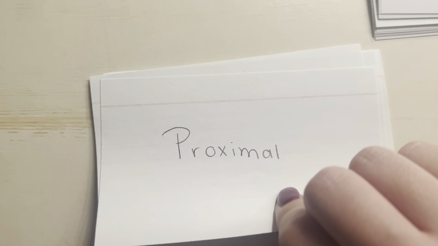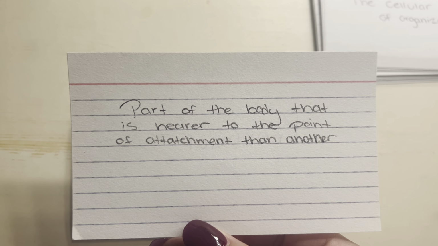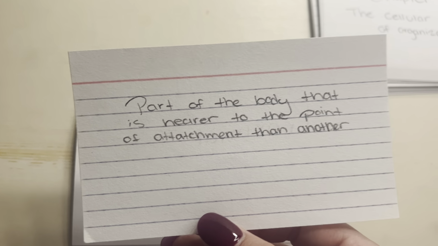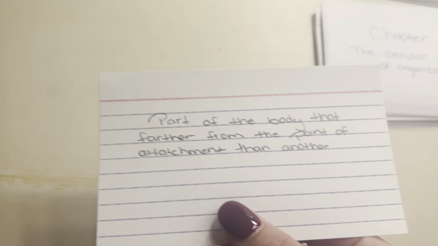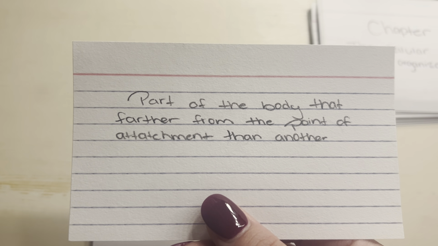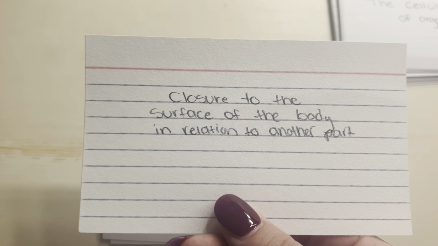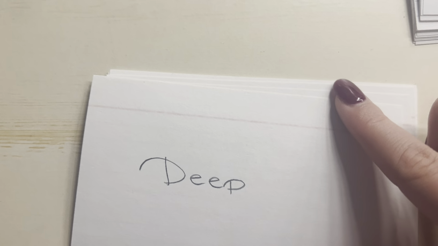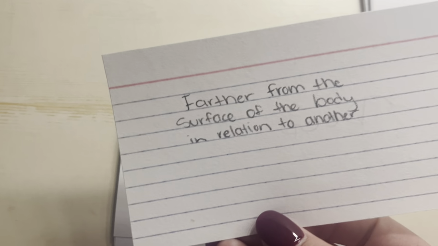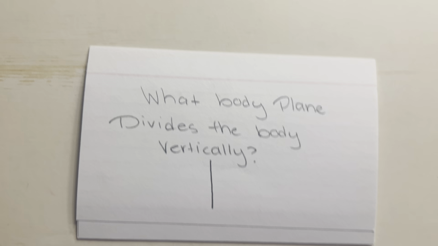The definition of proximal is part of the body that is nearer to the point of attachment than another. The definition of distal is part of the body that is farther from the point of attachment than another. The definition of superficial is closer to the surface of the body in relation to another part. The definition of deep is farther from the surface of the body in relation to another part of the body.